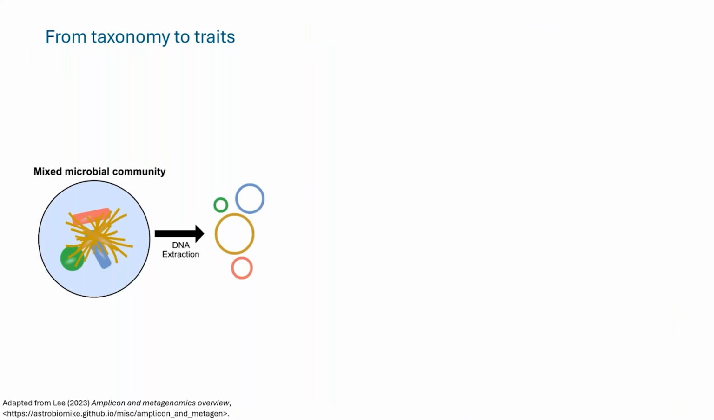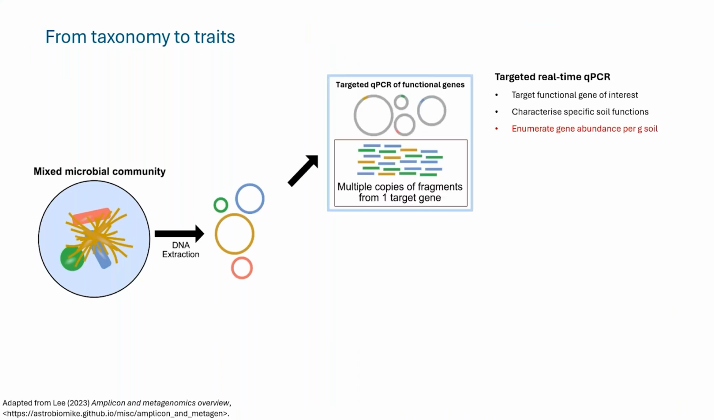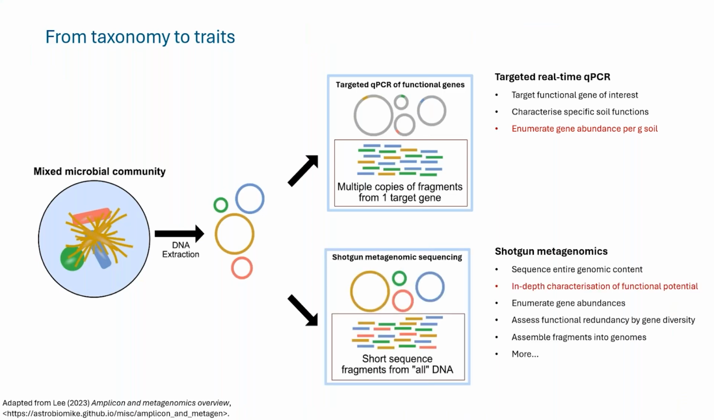Methods like qPCR let us target and count specific functional genes of interest, and it also allows us to count agriculturally relevant microbial groups. And in research, there's a shift towards employing functional metagenomics, which sequences all genetic material in a soil sample. This allows functional genes to be characterized and the functional potential of the soil to be estimated.